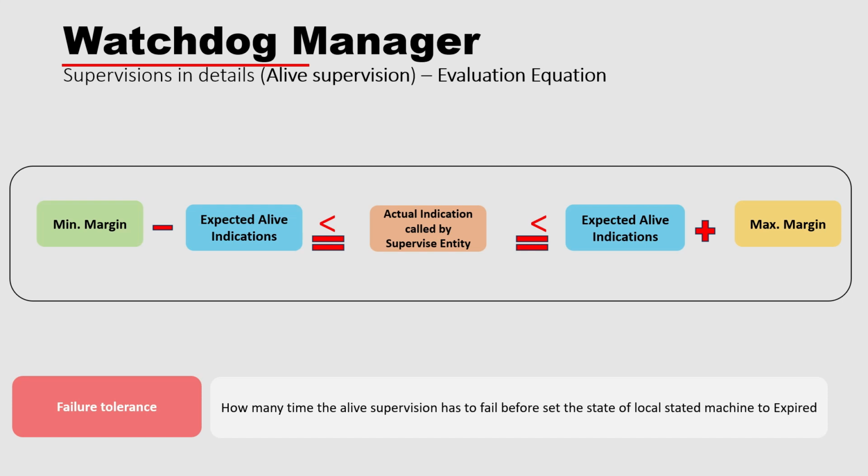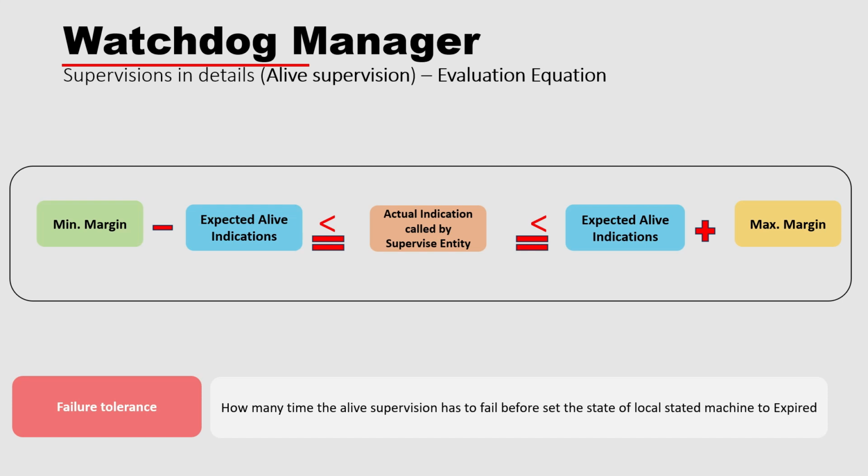Now, another parameter that we need to talk about is the failure tolerance. This parameter is related to the supervision local state machine. This will be more understandable in the next slides when we describe the supervision local and the global state machine. This is the failure tolerance, which says how many times alive supervision has to fail before we set the local state machine to expired state. Don't worry, expired state will be described in the next slides in details.